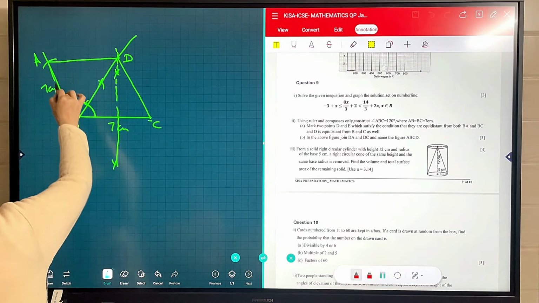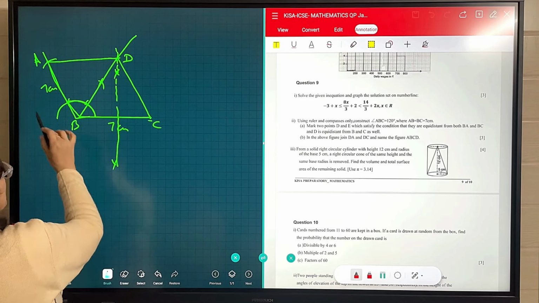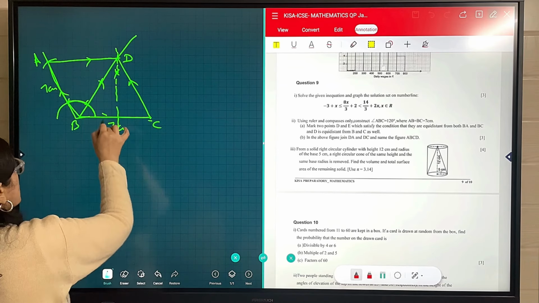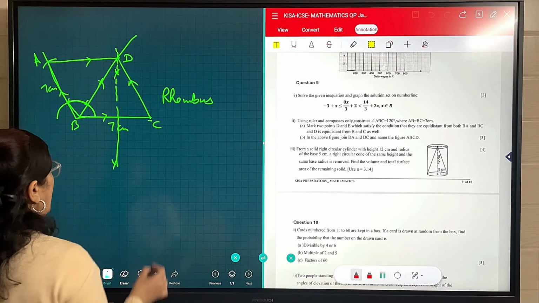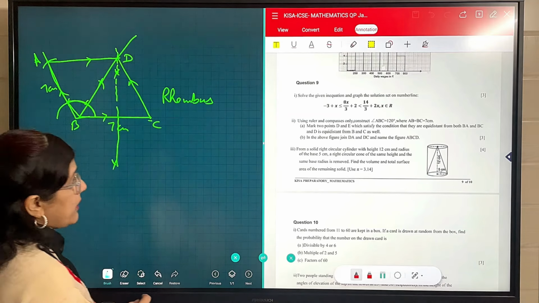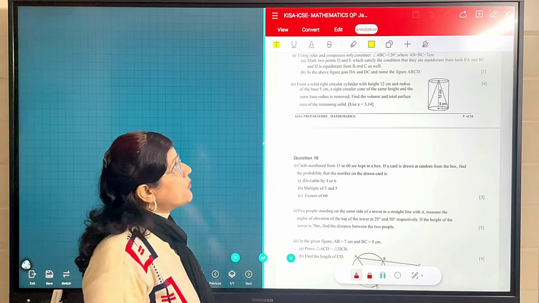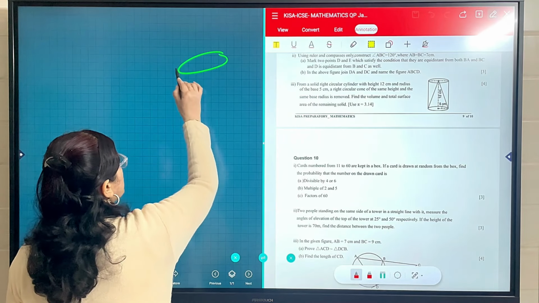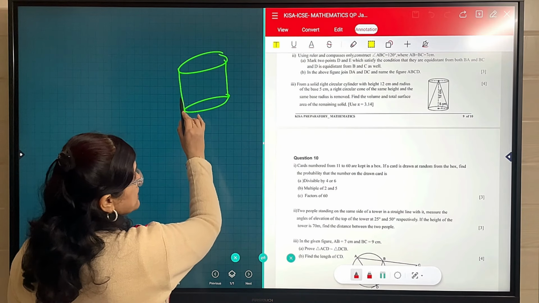So this ABCD is our rhombus, because you can see all sides are 7. This line is parallel to this also. This line is equal and parallel to this also. So this figure is a rhombus. But after proper drawing, you will know whether it is only a parallelogram or a rhombus. In this third part, from a right circular cylinder with height 12 centimeter, the height of the cylinder is 12 centimeter and the radius of the base is 5 centimeter.